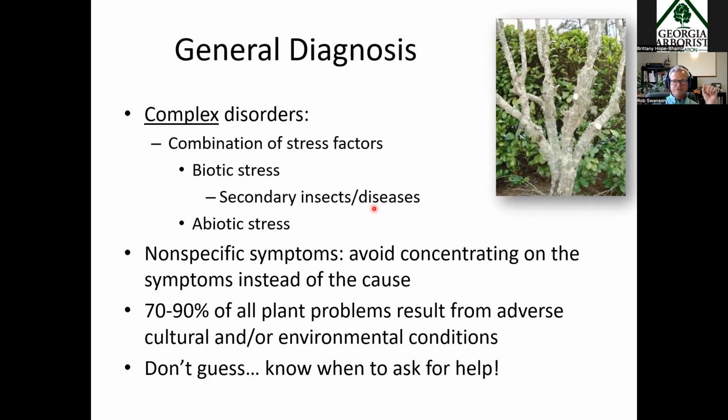They can be secondary diseases, insects or diseases. They might have non-specific symptoms. So avoid concentrating on symptoms instead of the cause. Remember when we talked about chlorosis and we said, wow, all these different things can cause chlorosis. So instead, it's like, okay, I see it, so I know something else is going on. Let's try to figure out what the cause is. 70 to 90% of all plant problems result from adverse cultural or environmental conditions.